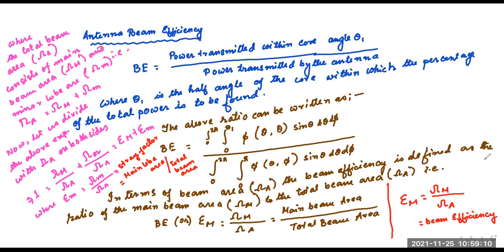After that, we calculate the beam efficiency, where beam efficiency is known as the power transmitted within the cone angle theta1 to the power transmitted by the antenna. We get the beam efficiency EM is equal to sigma m by sigma A, where sigma m is the main beam area, and sigma A is the total beam area.